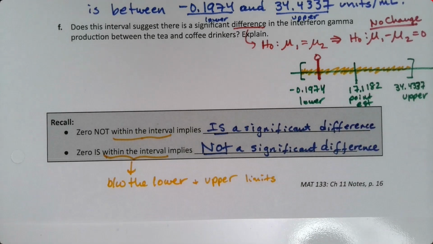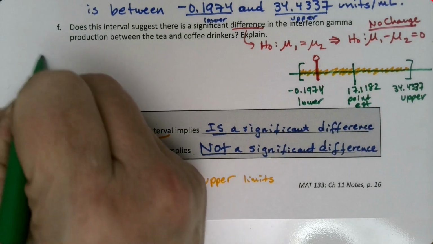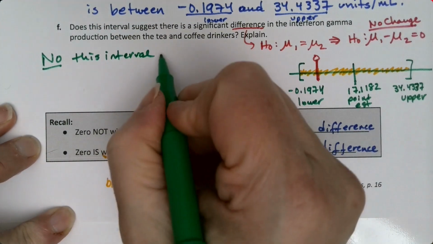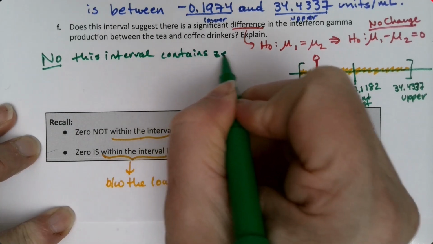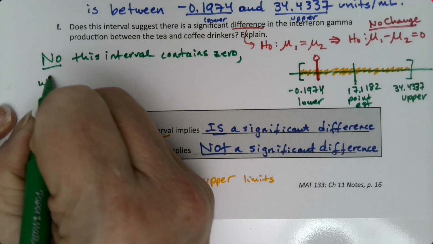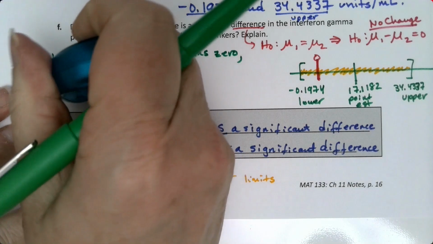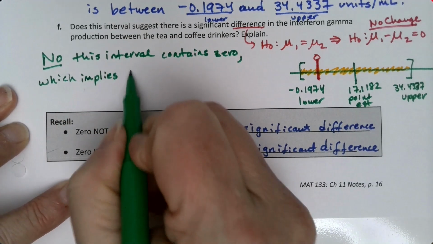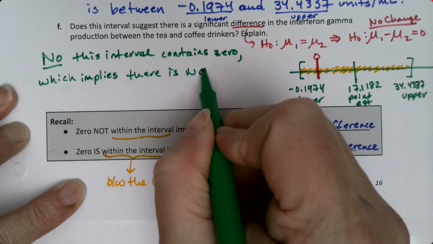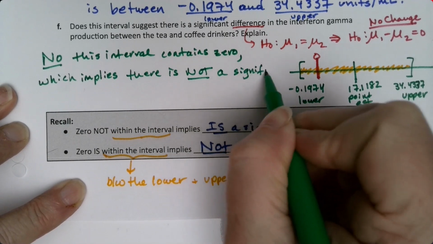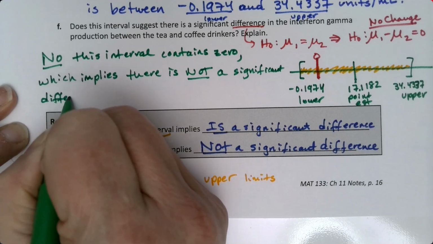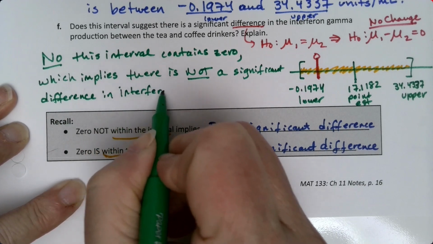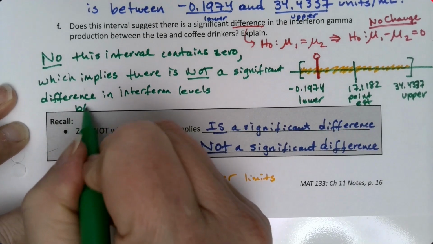All right, so let's look at our example. 0 is between the two numbers, so no, this interval contains 0, which implies there is not a significant difference in interferon levels between coffee and tea drinkers.